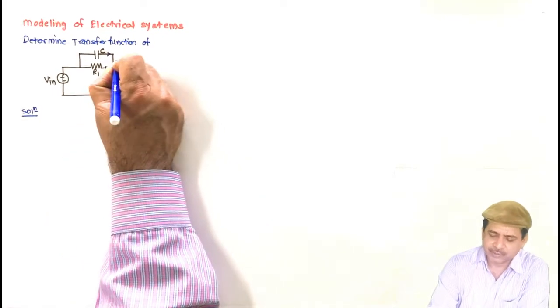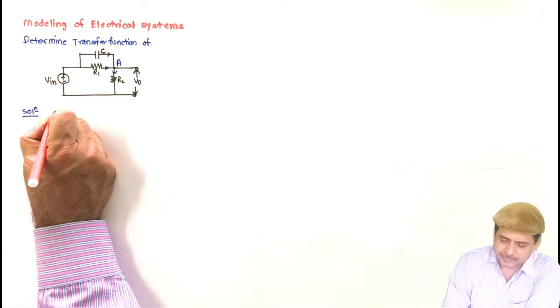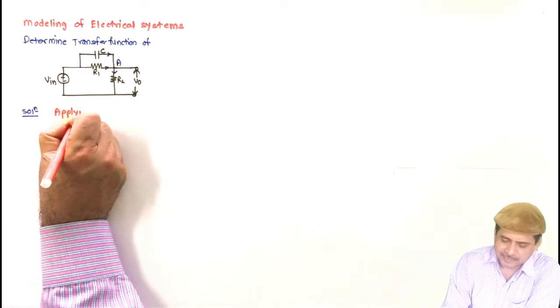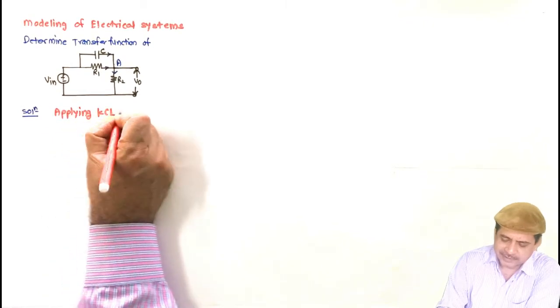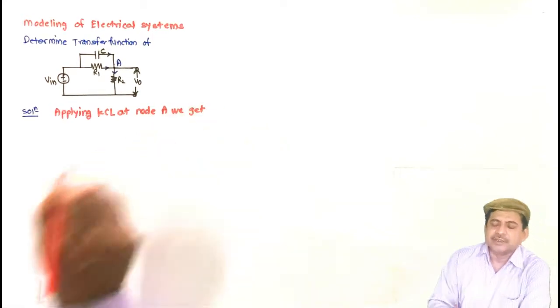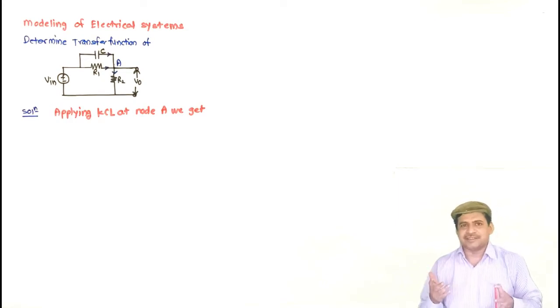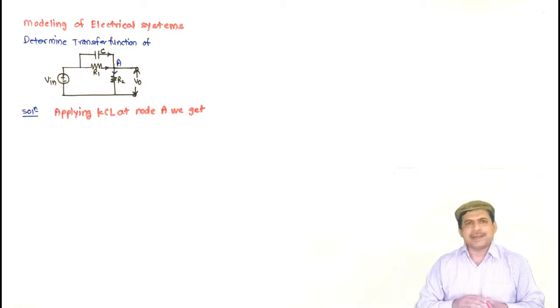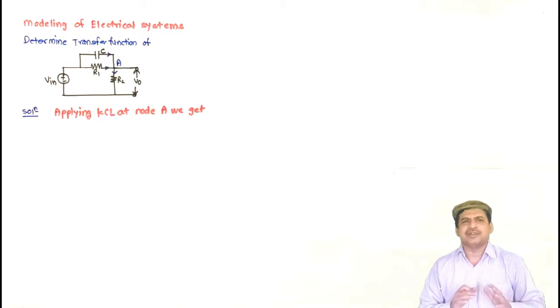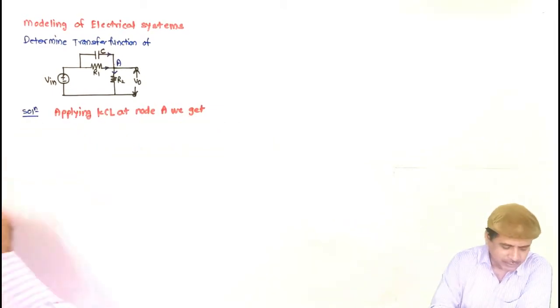So at this node, let me call this A. Applying KCL at node A, we get... It is a trick that one should understand where to apply mesh analysis and where to apply nodal analysis. By practice, anyone can do it very easily, but it requires practice to solve a number of examples. Just for the sake of understanding, we are solving 3 to 4 examples.